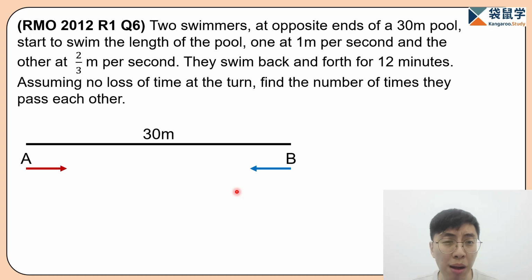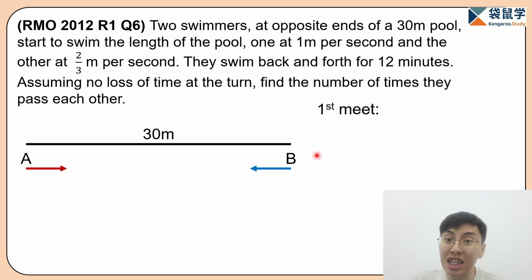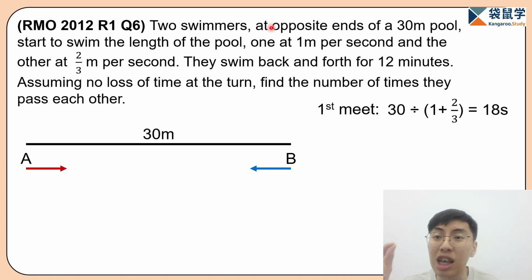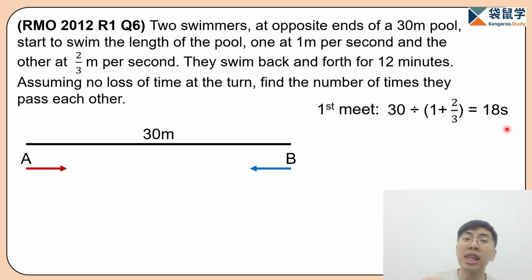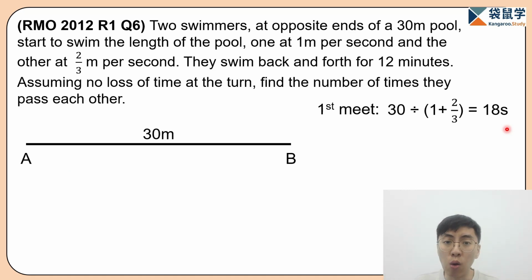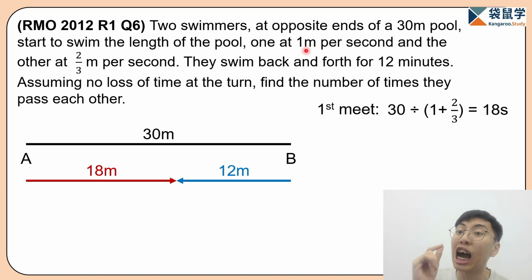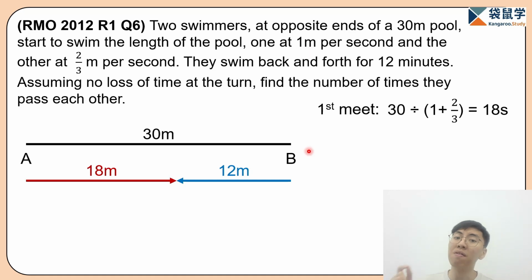So for a meeting problem, it is just 30 divided by the sum of their speeds to get the time where they first meet. And that gives us 30 divided by the sum of their speeds equals just 18 seconds. So let's draw it out on the diagram itself to make it more visible. A and B would have traveled this much. A, since it's 18 seconds, will have traveled a total of 18 times 1 meters, while B will have traveled a total of 12 meters instead.